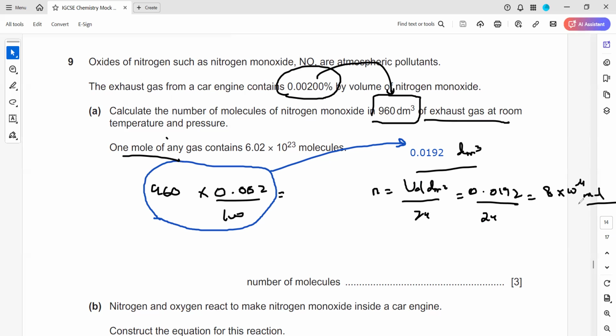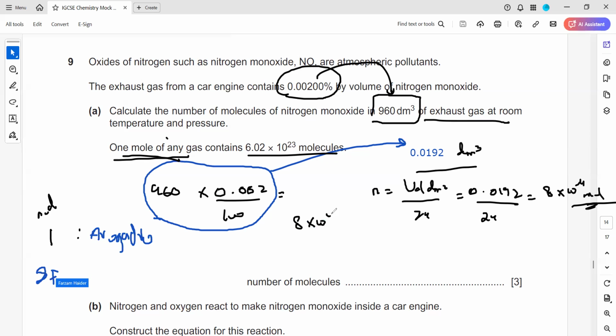Okay, yeah, 0.0008, that is 8 times 10 power minus 4. Now, these are the moles. We know 1 mole of a gas contains this many molecules, so we just take a ratio. If I have 1 mole of a substance, that is the Avogadro's constant. So I'll just multiply the moles, 8 times 10 power minus 4, by the Avogadro's constant, 6.02 times 10 power 23.